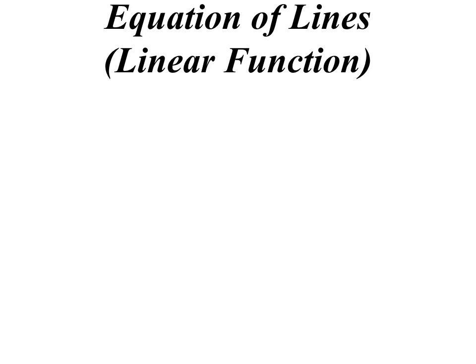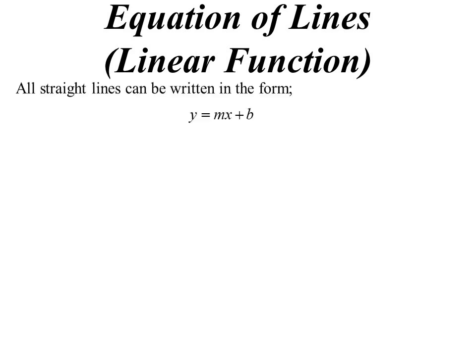About equations of lines, or what we call the linear function, so the function that describes a line. And we know that every straight line can be written in the form y equals mx plus b. Interestingly, in the new syllabus, they say y equals mx plus c. Why they changed it from b to c, I have no idea. It's just that we've always said y equals mx plus b. Anyway, y equals mx plus b.